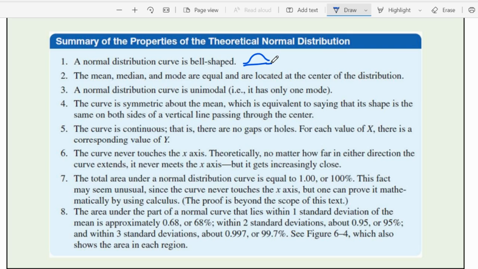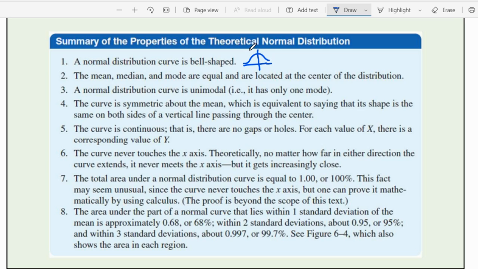We're in 2 slides. Number 3, a normal distribution curve is unimodal, i.e. it has only one mode, so you're only going to see one hump in each of the graphs. Number 4, the curve is symmetric about the mean, which is equivalent to saying that its shape is the same on both sides of a vertical line passing through the center. So if I have a line passing through the center, then I have exact same right and left halves, 50% on the right, 50% on the left.